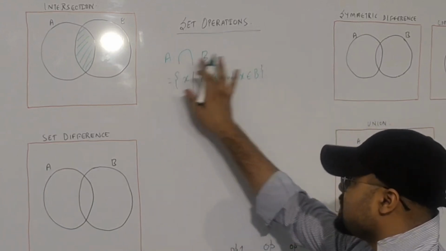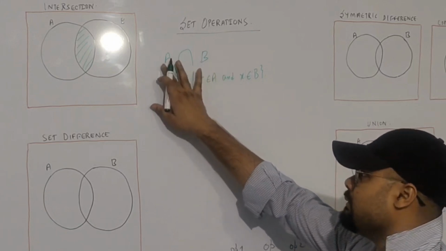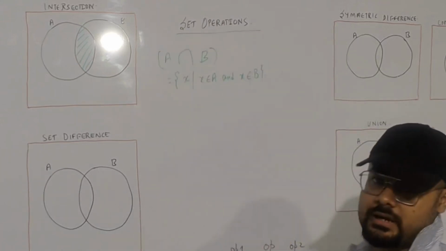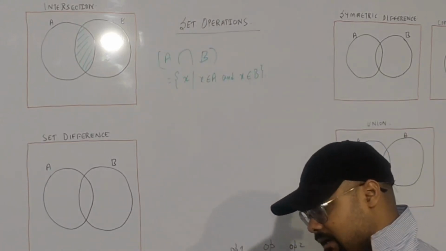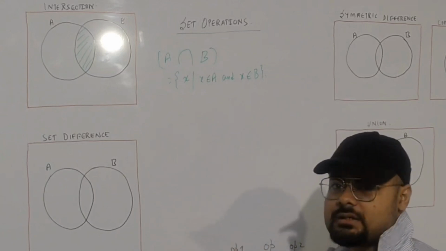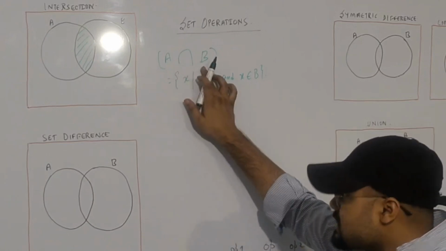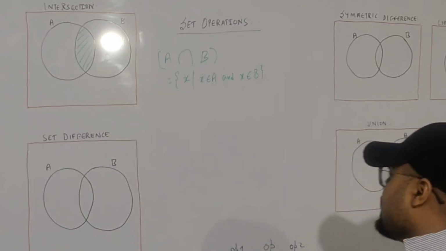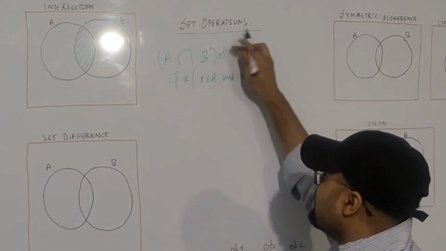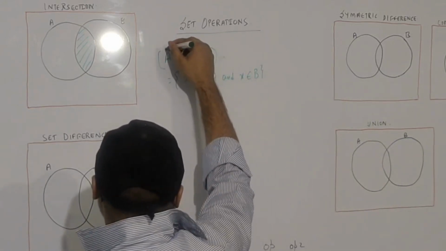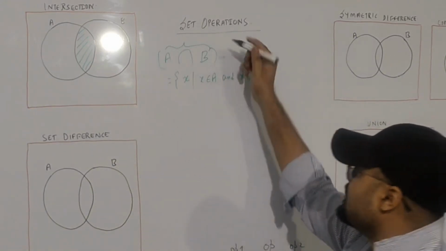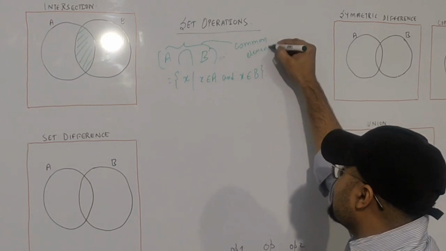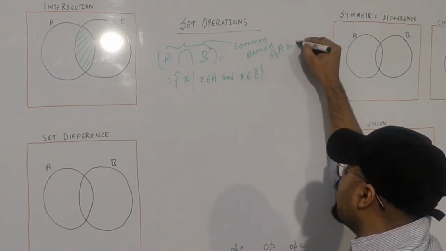When you apply the intersection operation between two sets A and B, this whole thing is a set. The set operation, when applied between two sets, gives a set as the ultimate result. So A intersection B is a set, and the elements of this set are the common elements of A and B.